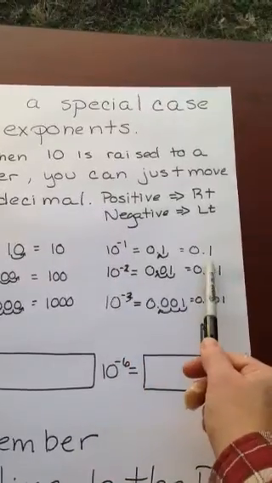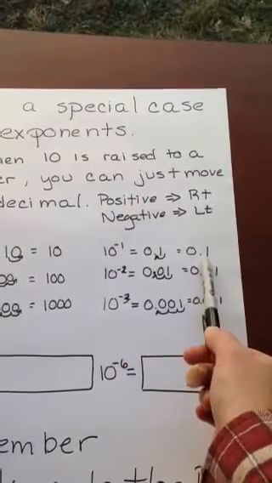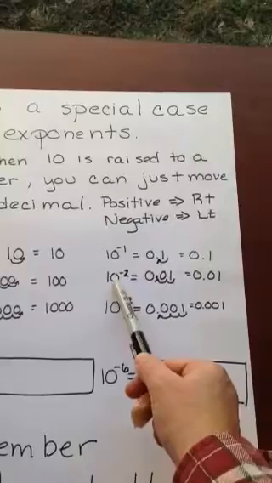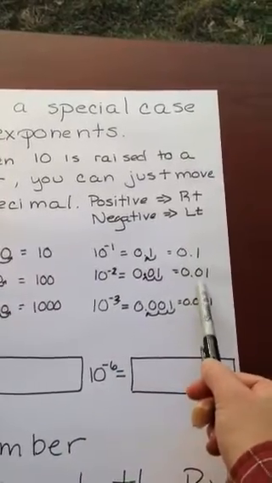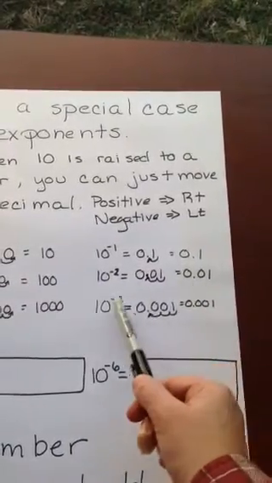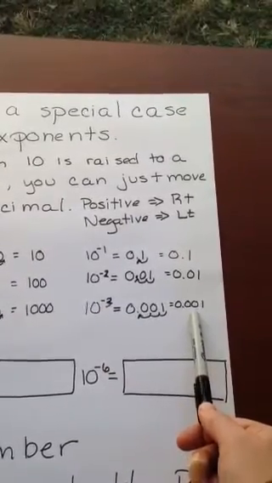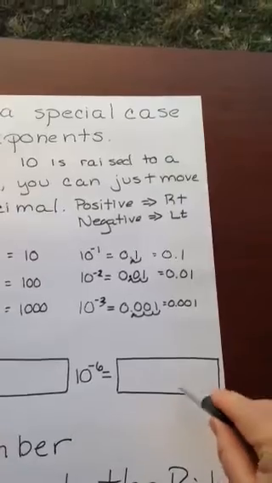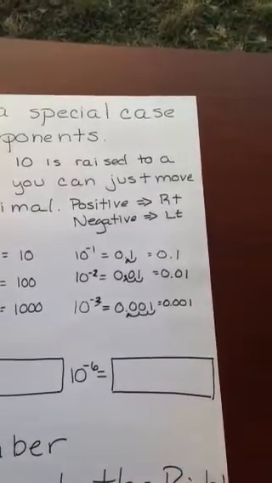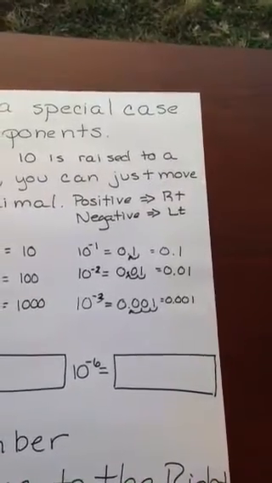10 raised to the negative first, no zeros between the decimal and the number. 10 raised to the negative second, one zero between the 1 and the decimal. 10 raised to the negative third, 2 zeros between the 1 and the decimal. So go ahead, I want you to try. What would be 10 raised to the negative sixth power? Go ahead and pause it and try.